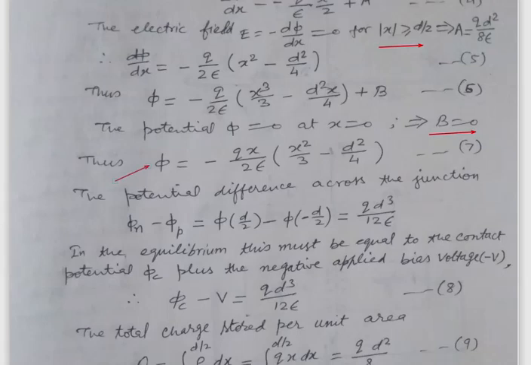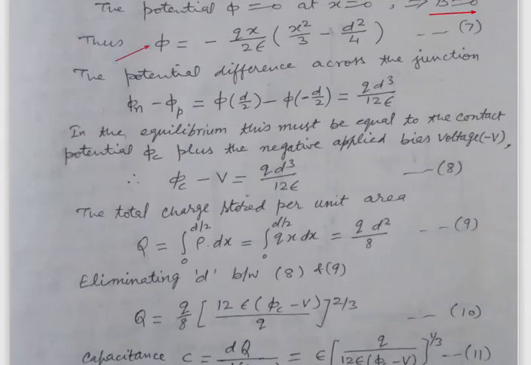Now in the equilibrium condition, this must be equal to the contact potential phi c across the junction plus the applied bias potential, that is minus V. Therefore phi c minus V will be given by q d cube upon 12 epsilon.